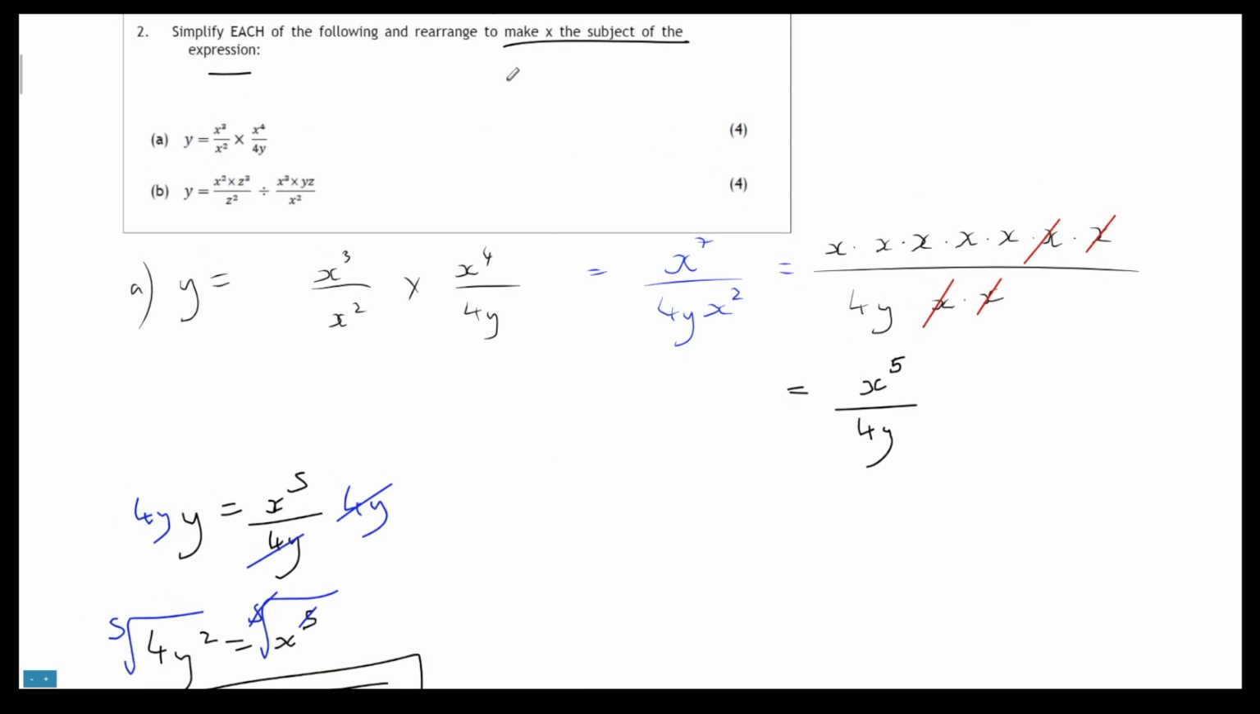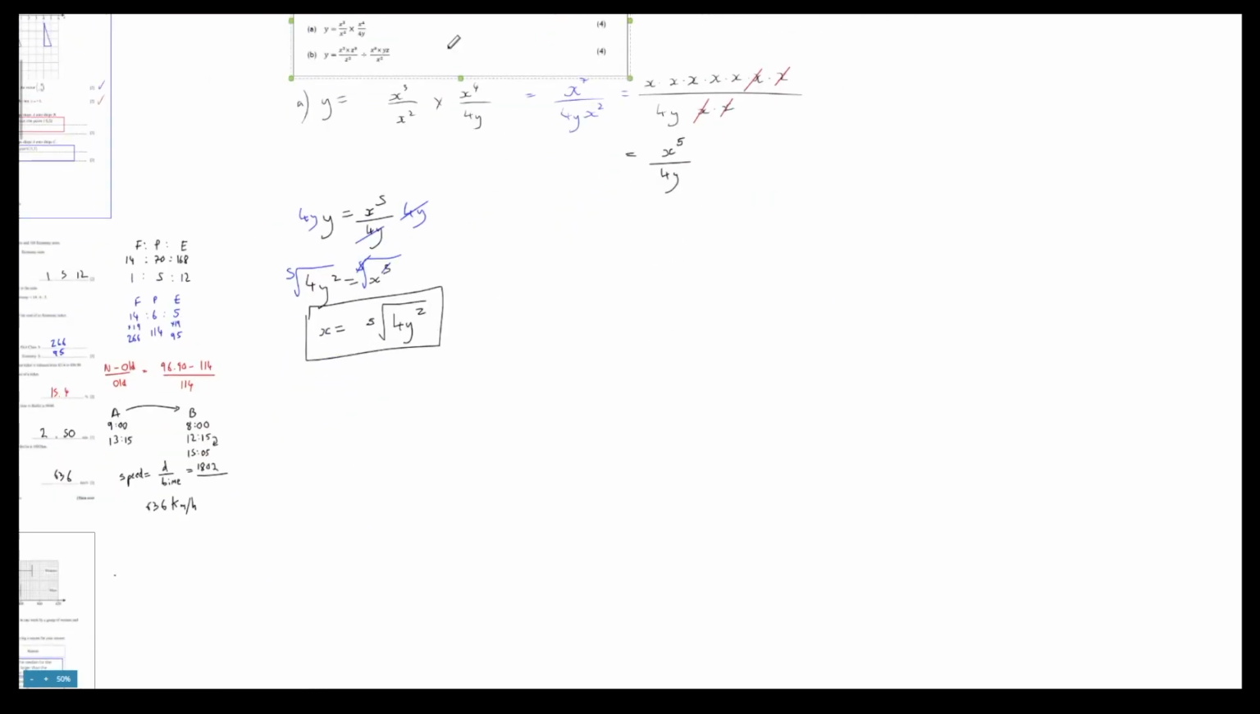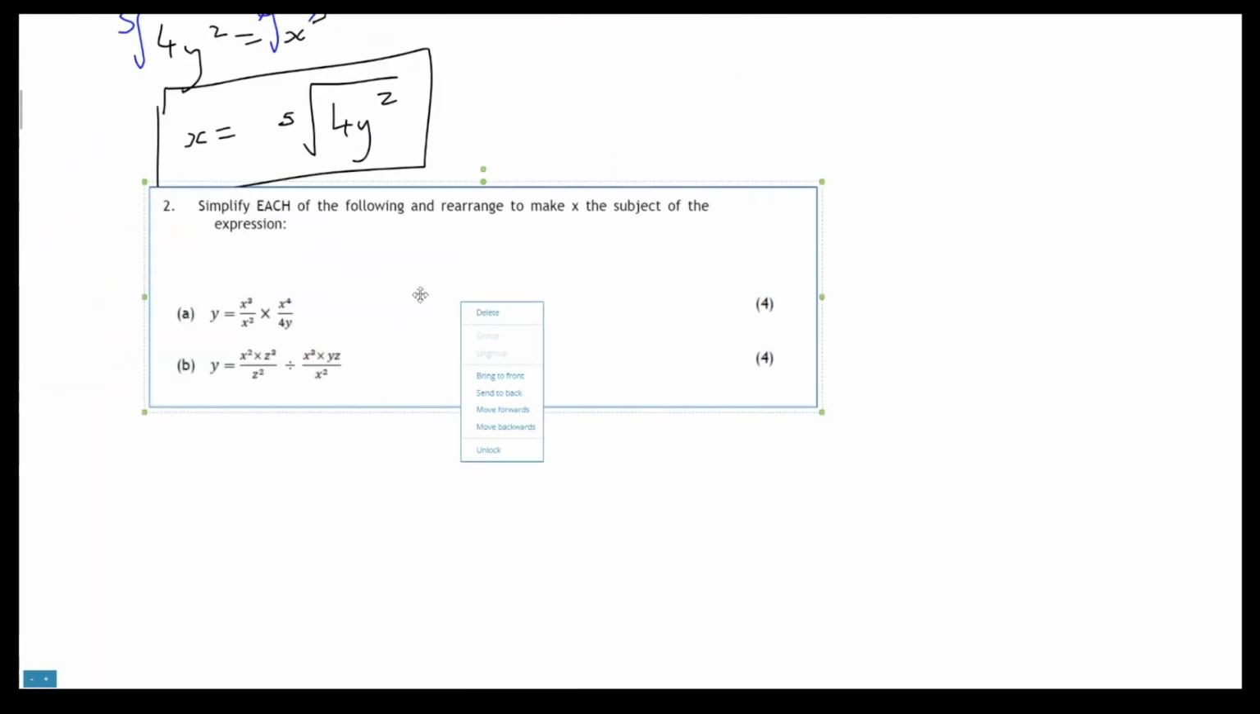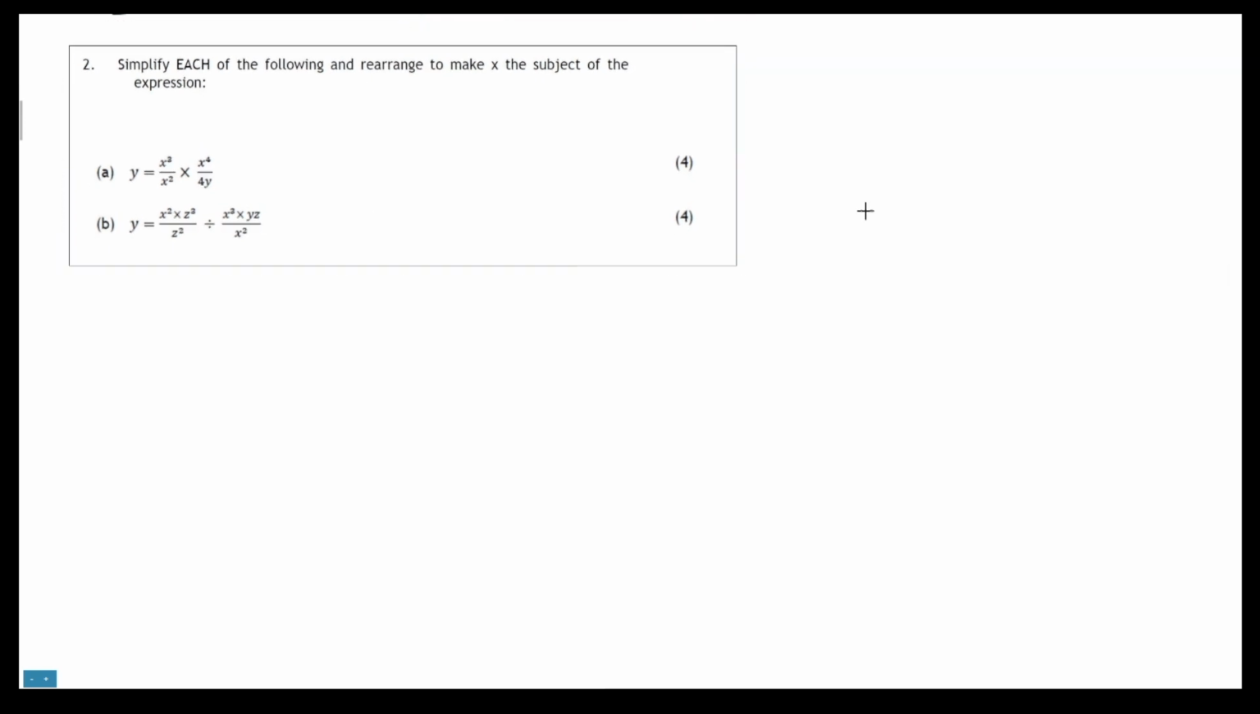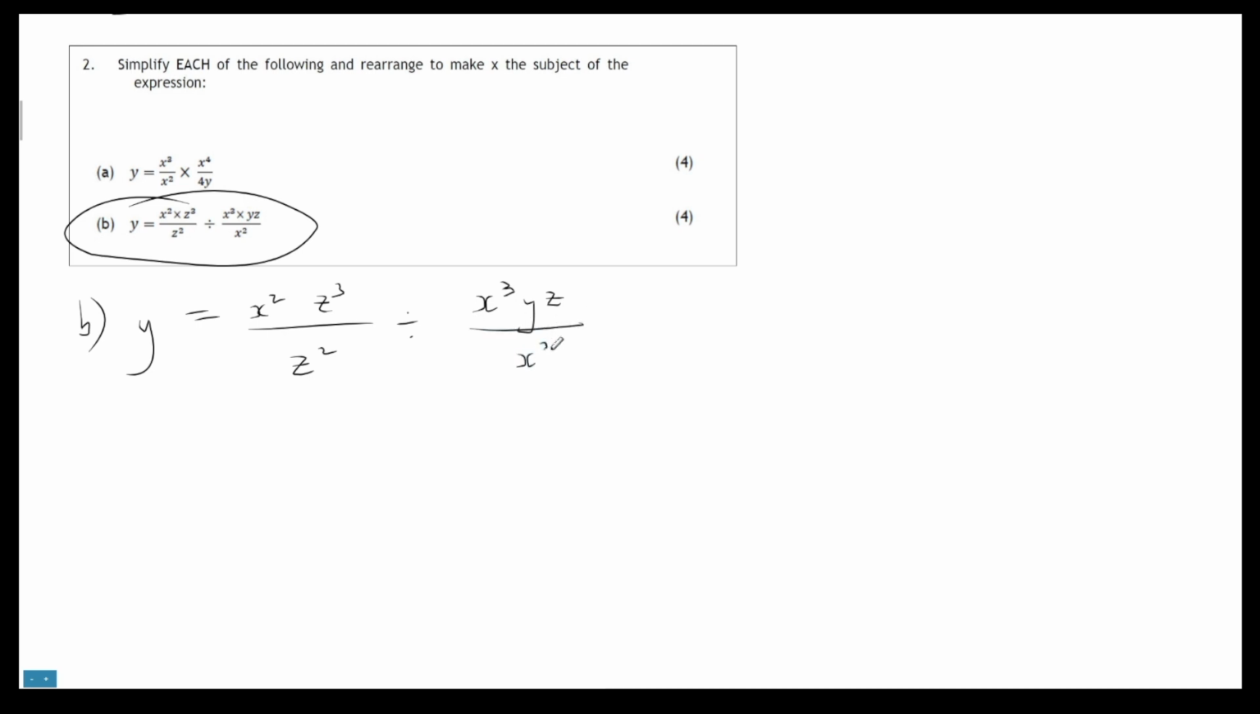Ooh, it's quite a chunky one as well. Let's make some more space for part B, shall we? Okay, so part B is going to be this one. It's quite a long bit of work as well. So we've got y, we're doing B right now, is equal to x squared times z to the 3 over z squared, divided by x to the 3 y z. I don't need the multiplication signs in there. Those really just make it more confusing. We're going to divide it by x squared.